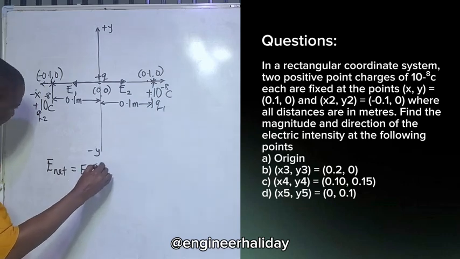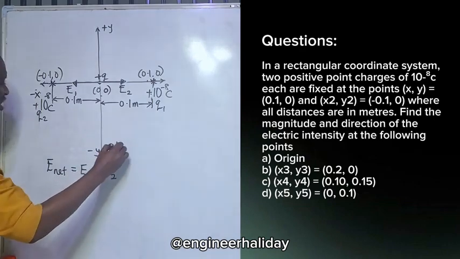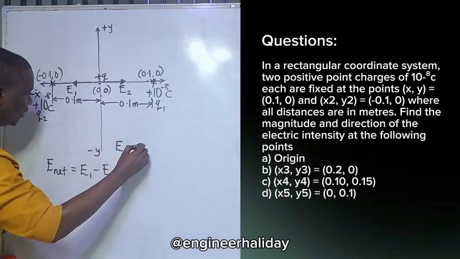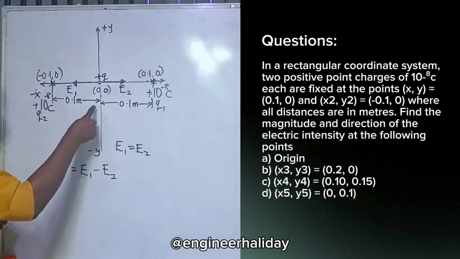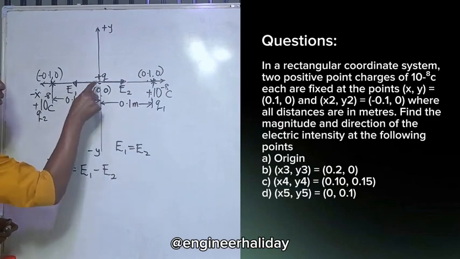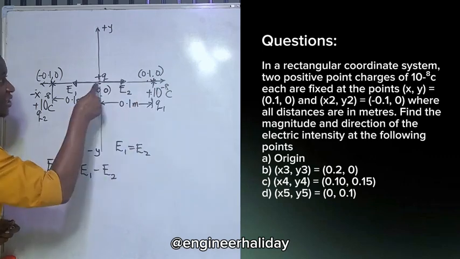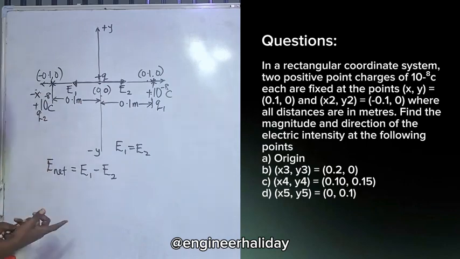E1 minus E2. Now, E1 is equal to E2 in this case. Look at it. Why is E1 equal to E2? Because they have the same distances measured from the origin. The distance of this charge from here is 0.1, and the distance of this charge from here is 0.1.